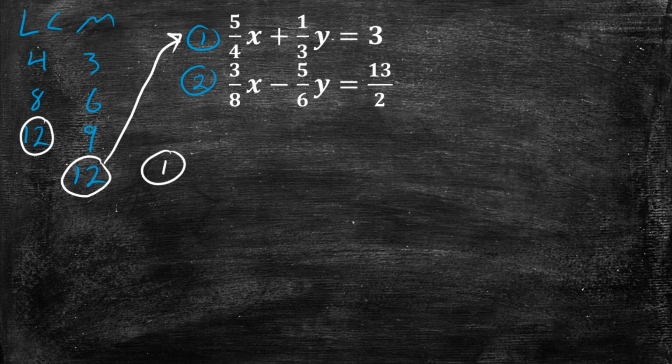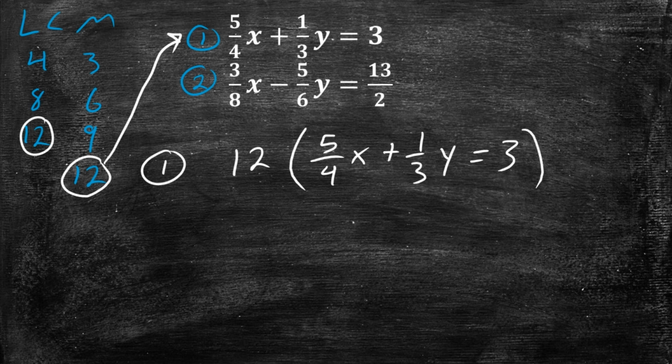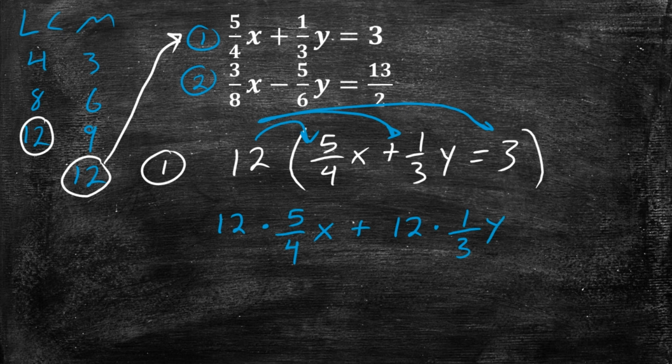I'm just going to write equation number 1 again. So we have 12 times the entire equation, 5/4 x plus 1/3 y is equal to 3. Okay, and then we're going to distribute the 12 into every number that is within the parentheses. And when we do that, we get 12 times 5 over 4x plus 12 times 1 over 3y is equal to 12 times 3.